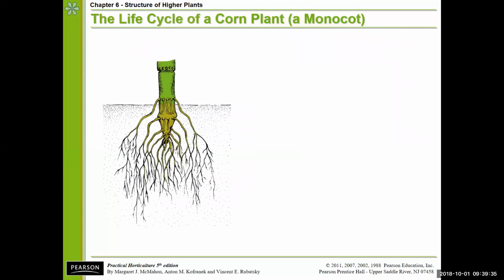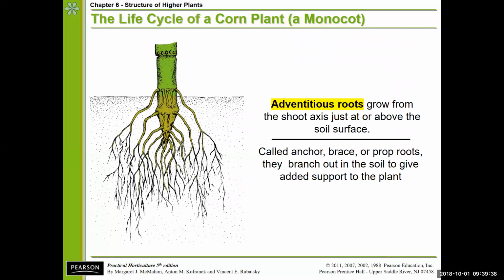A couple other things on the monocots, and this is not unique to monocots, but while we're talking about corn, it's worthy of mentioning. We have adventitious roots, and in corn, these are known as anchor or brace or prop roots. I'm sure you guys have all seen them if you've grown corn. They basically grow out kind of aerially, and then they help to prop up the plant to prevent things like lodging. Adventitious roots are those that come from any other tissue other than actual roots. And you can kind of see them popping up down here as well. They're coming out of the stem rather than from the coleorhiza, the primary root.